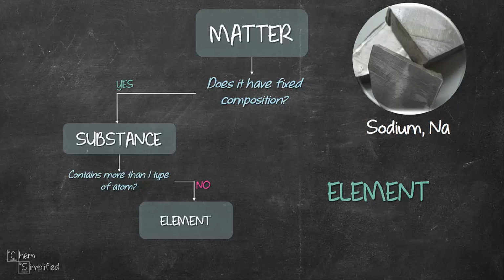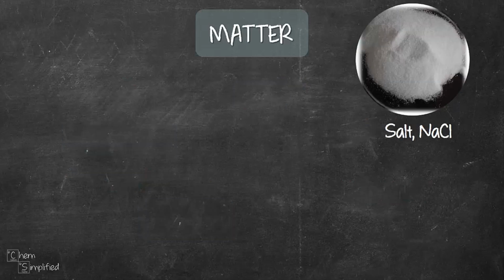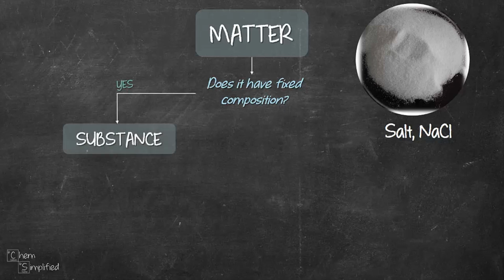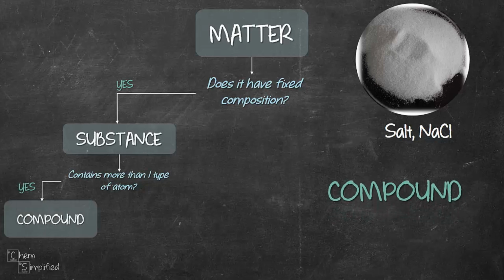Okay, let's move on with our second example. Salt, NaCl. Same question, does it have fixed composition? Yes, we know the chemical formula is NaCl, so it's a substance. And then we ask the next question, which is, does it contain more than one type of atom? Yes, because we have Na and Cl, that's two types of atom. So the answer is yes. So therefore, salt, NaCl, is a compound.